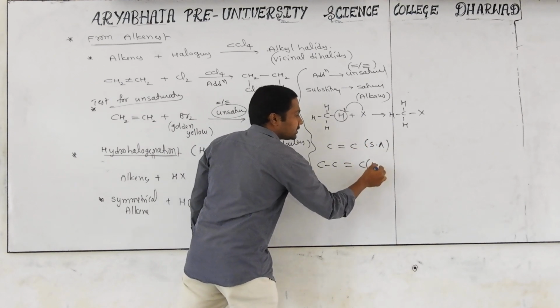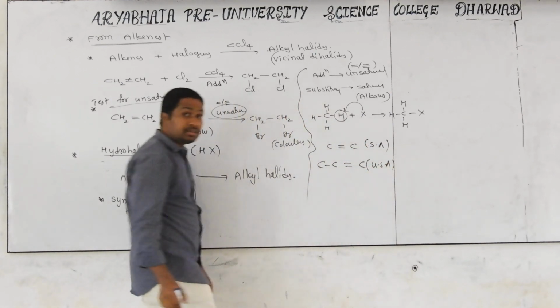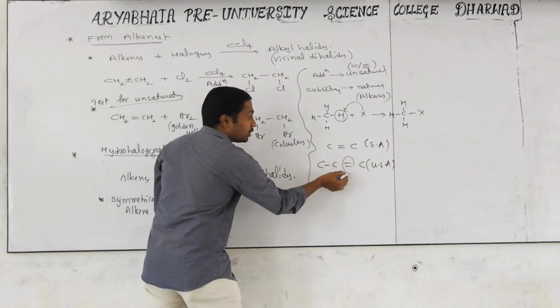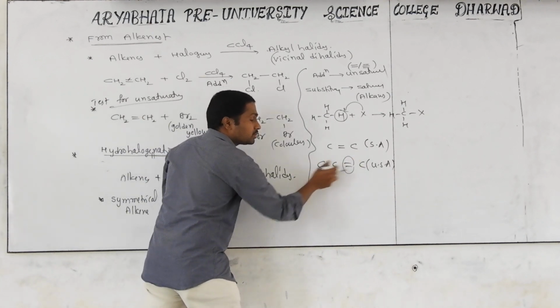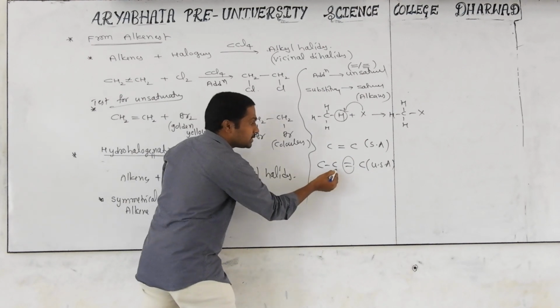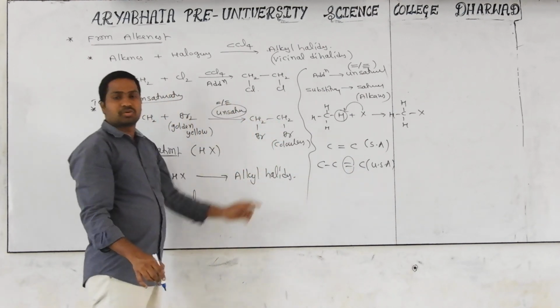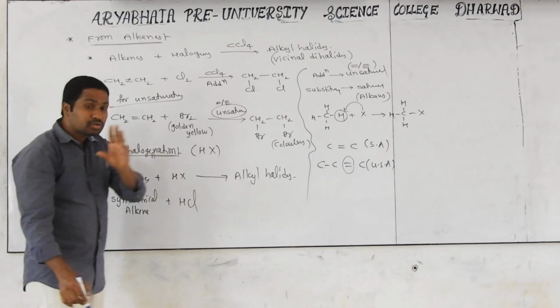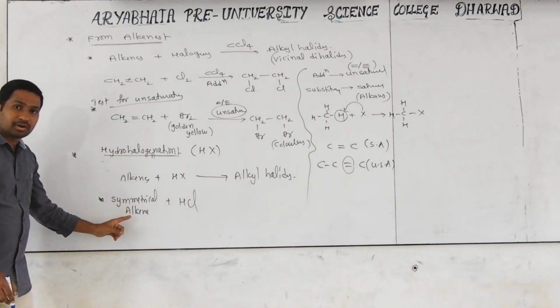It is called an unsymmetrical alkene. Unsymmetrical means, with respect to the double bond, there is an unequal number of carbons on both sides. The left side has two carbons, but the right side has one carbon. So it is called unsymmetrical. First of all, we are discussing the symmetrical alkene.